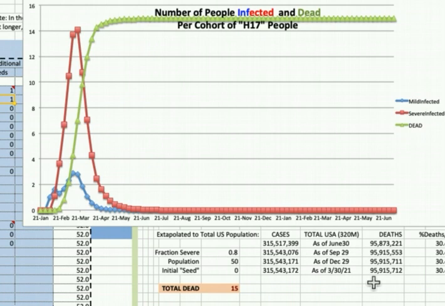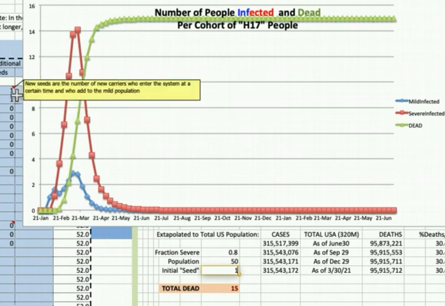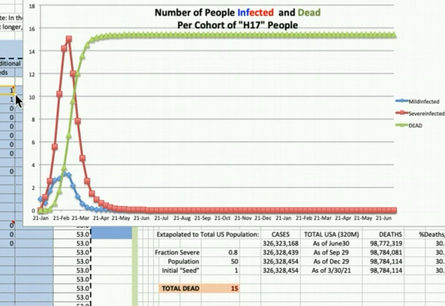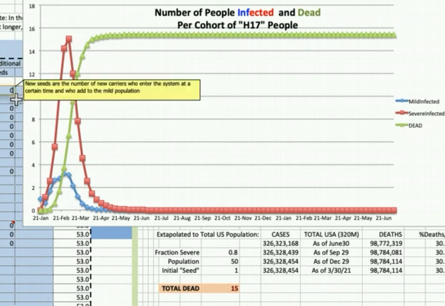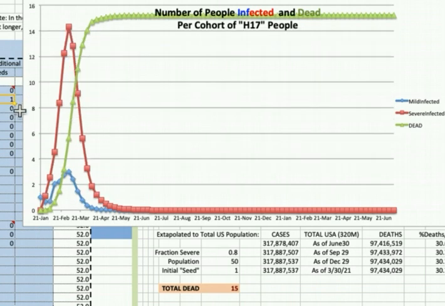Now, we could, for example, change the parameters. We've got these boxes here that show the fraction severe, the population, and the initial seed. Initial seed was, in fact, 0 in the beginning. We put them in later on. So let me put 1 in here right now, because it really makes not much difference. And we'll take out these seeds that were there because we want to do a new simulation, and take this one out too. Okay.